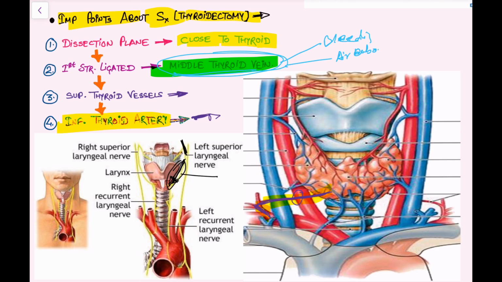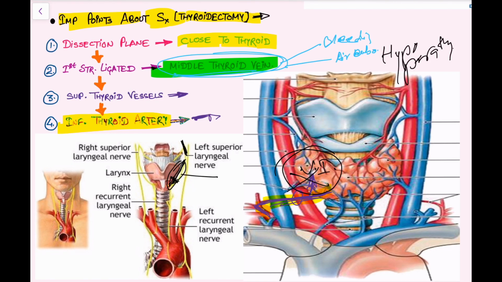Why? Because we know the inferior thyroid artery gives a branch to the parathyroid artery. The parathyroid artery is a branch of the inferior thyroid artery which is supplying the parathyroid gland. And if we ligate the inferior thyroid artery away from the thyroid, what will happen? The vascular supply to the parathyroid is also compromised, leading to vascular infarction of the parathyroid gland. This is the main reason why patients after thyroid surgery have hypoparathyroidism due to vascular infarction. So guys, in thyroidectomy the inferior thyroid artery should be ligated close to the thyroid to prevent vascular infarction of the parathyroid gland.